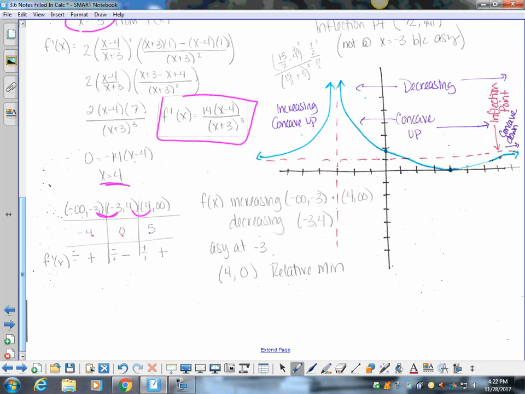Pick numbers in those intervals, plug them into my derivative. And again, this is me just plugging it right in here and figuring out what the signs are going to be. So now I'm increasing from 0 to -3 and from 4 to infinity. And I'm decreasing from -3 to 4. I have an asymptote at -3, so that can't be a max or a min right here at -3. But something can happen at 4 because he's not an asymptote. If that's decreasing and then increasing, then I know that's going to be a relative min. And then I just find f of 4, and that turns out to be 0.